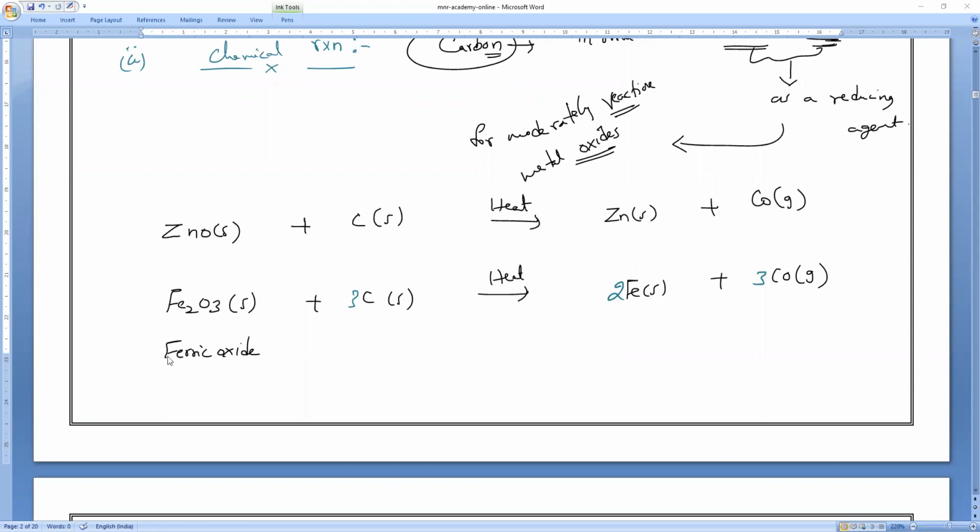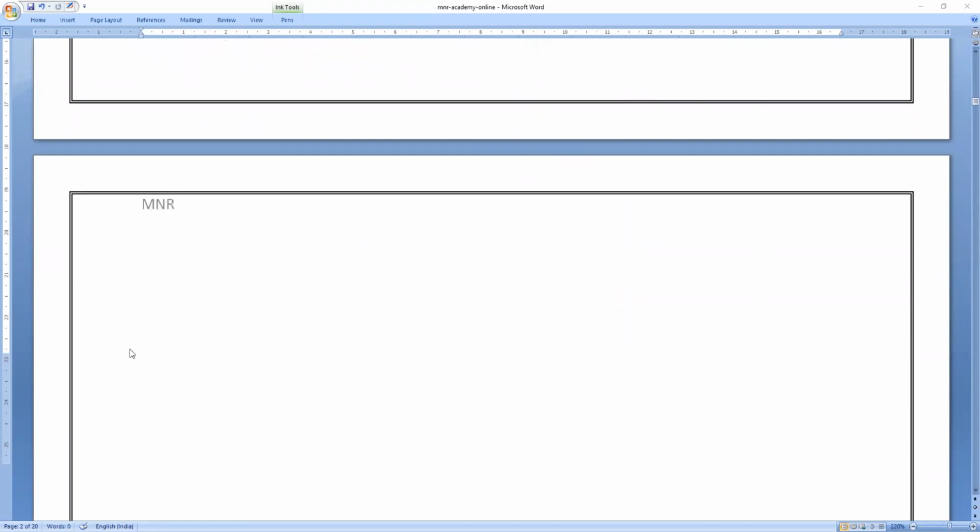So that's all about chemical reduction. Now the next one, the familiar process, one of the decomposition reactions. The second type of decomposition reaction. Can anybody tell me the second type of decomposition reaction? Electrolytic reduction. Okay. So electrolytic reduction will have two reactions.